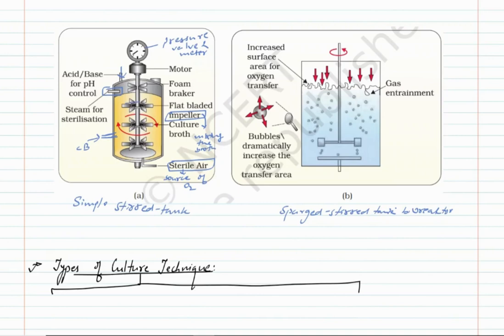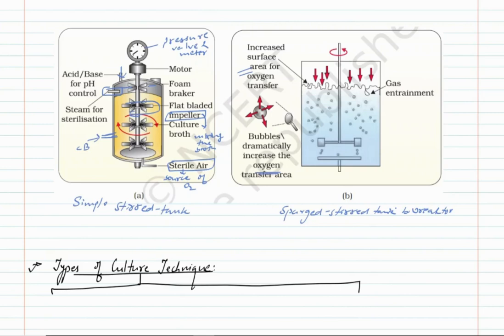Then there is a foam breaker. When the broth is churned inside the bioreactor, froth will form, so this will keep on breaking the froth so that bacteria can keep on growing. Now a stirred tank bioreactor is a simpler one. It has an increased surface area for oxygen transfer. So in case of aerobic bacteria, we can use this, and the bubbles also increase the oxygen transfer area.